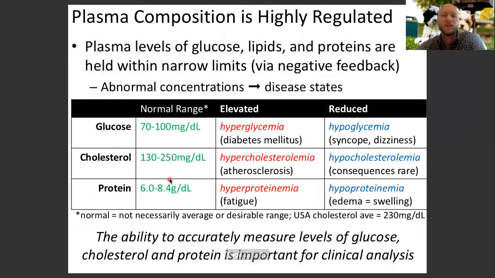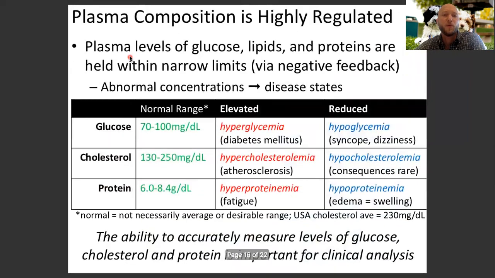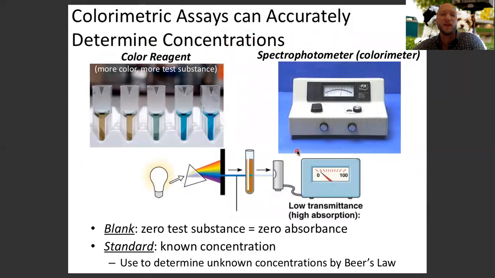Know the normal ranges, know the vocab terms, definitely know the vocab words. It's really easy to write questions about that. Understand the importance of being able to know specific levels, like amounts of glucose and lipids and proteins within a person. They're regulated within a narrow limit. There's a set point for these variables. There's an ideal value, and if you deviate too far away from that ideal value, you have a disease state.